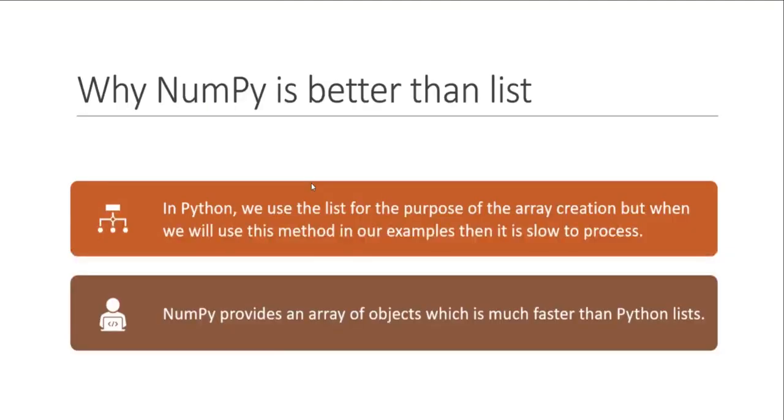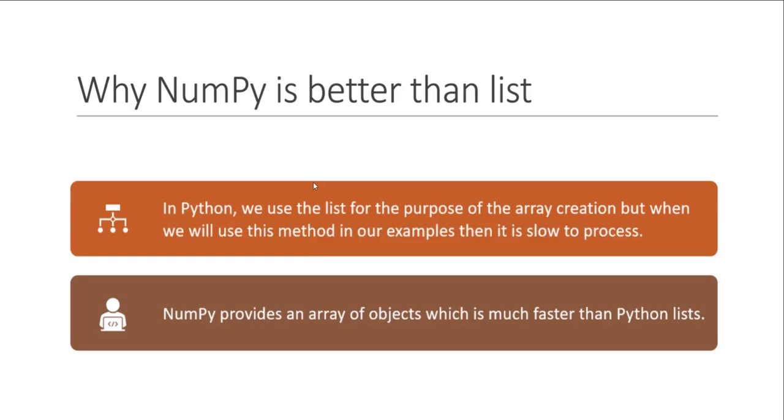Now we will discuss why NumPy is better than a list. Basically there are two main reasons why we would use a NumPy array instead of a list in Python. The first one is that in Python we use the list for array creation, but when we use this method in our example, it is slow to process. The reason behind this is that the NumPy array consumes less memory than a list. The second one is that the NumPy array is quite a bit faster in terms of execution as compared to a list.